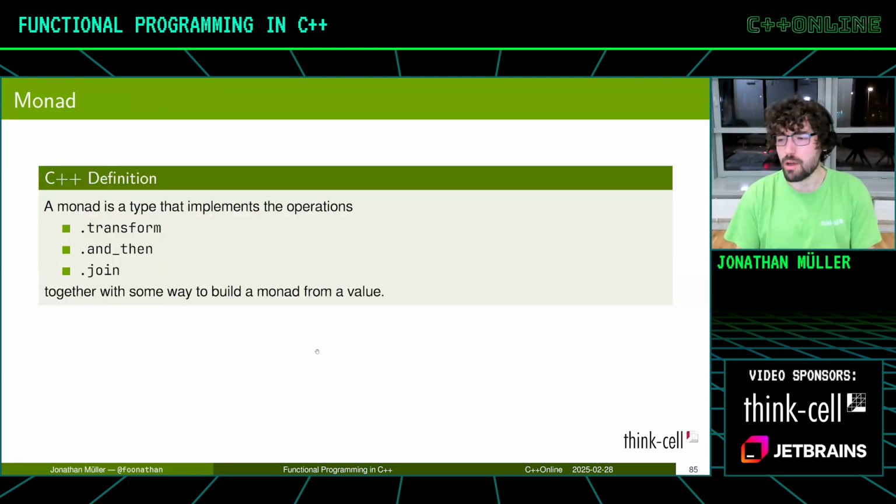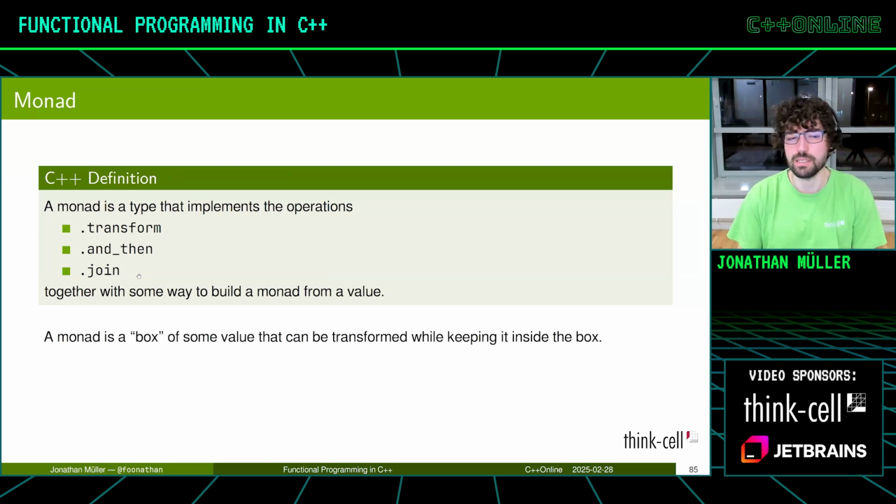And famously, monads are this really complicated thing that's really hard to explain, but I think it's actually really simple, because in C++ speak, a monad is simply a type that has a transform, an and_then, and a join, right? As we've seen in the talk. And then you also need some way to build a monad from a value, because otherwise you can't really start with anything. And you don't need all three functions, you can implement one in terms of the other two, and there's some relationship between them, but fundamentally, this is what it is.